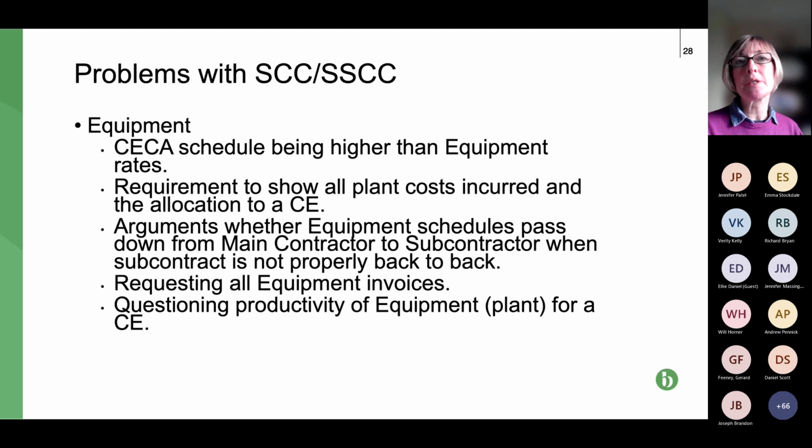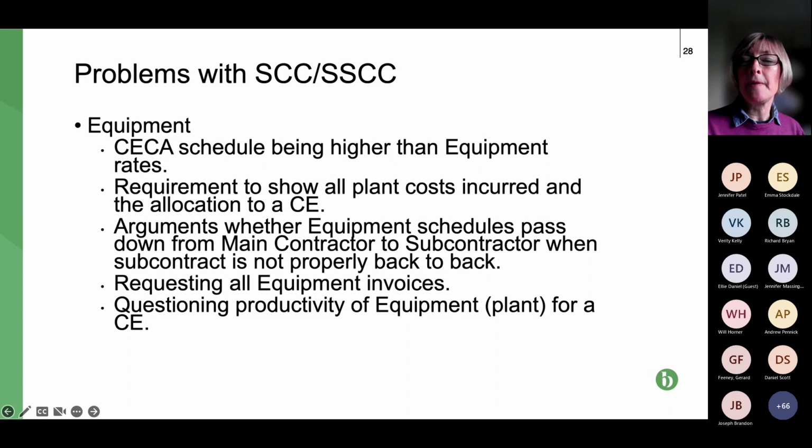And I should think it's a logistical problem for contractors showing, well, this invoice for the hire of this equipment related to this particular project. So it's basically all around invoicing. The final bullet point, questioning productivity of equipment. Was it being fully productive, or could the work have been done quicker or more efficiently?